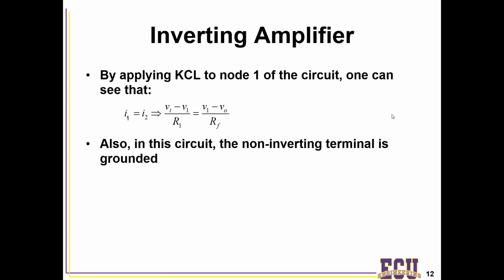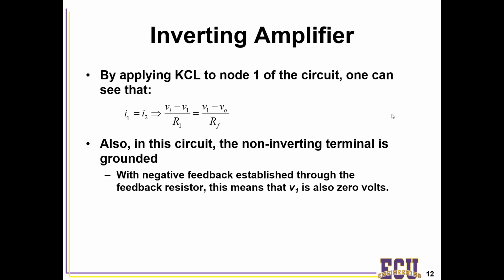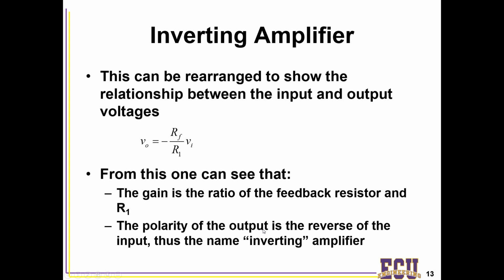And since we know that the non-inverting terminal is grounded and we have negative feedback, that means that V1 is 0 volts. And so if we plug in 0 for V1 in both of these cases, we have VI over R1 equals negative V0 over RF. And so here we're going to multiply both sides by RF and move the negative over. And what that gives us is that the output voltage is equal to negative RF over R1 times VI.